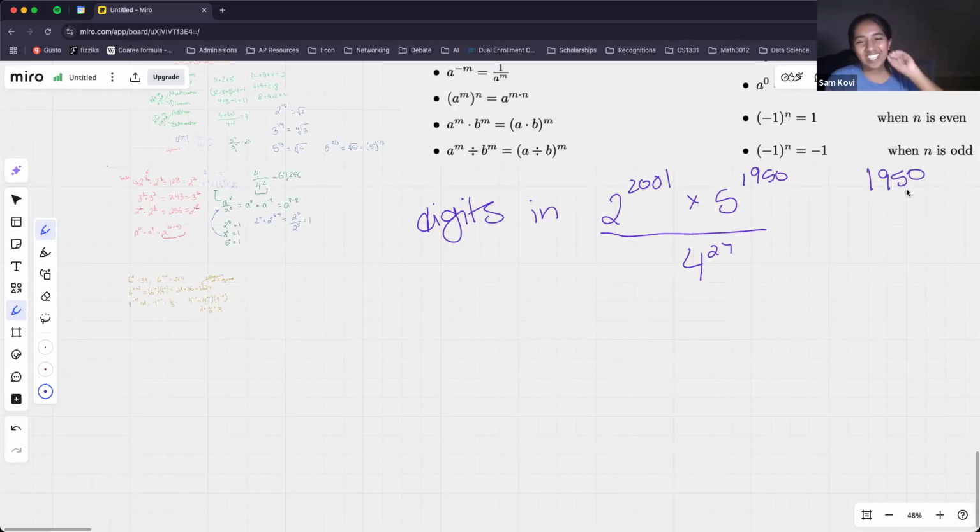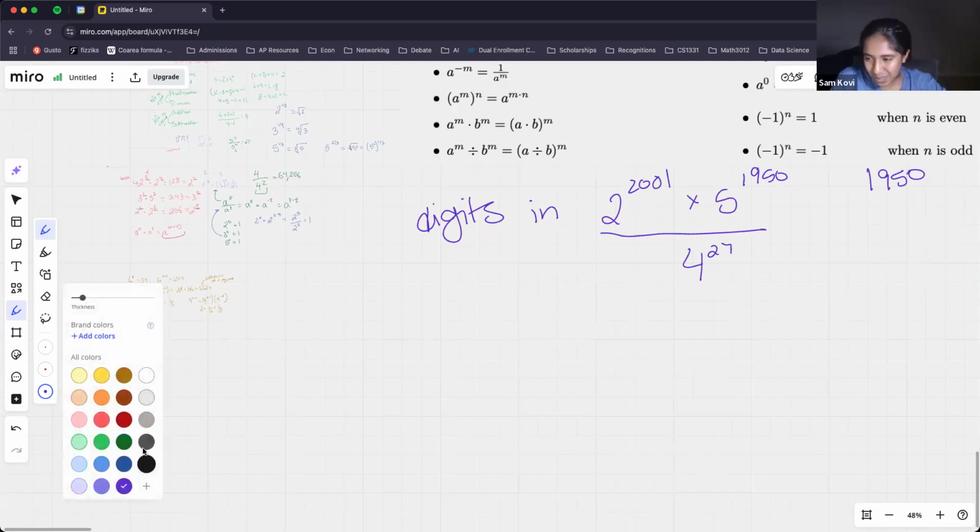Okay, so to start off, I don't really like fractions. I kind of want to get rid of that nasty denominator, so let's do that. My only problem is it's a base of 4, and I don't have a base of 4 in my numerator. But I do have bases of 2 in the numerator. And I know 4 is a power of 2. Can you guys convert 4 to the power of 27 to a power of 2?